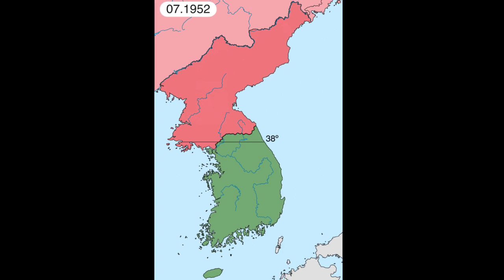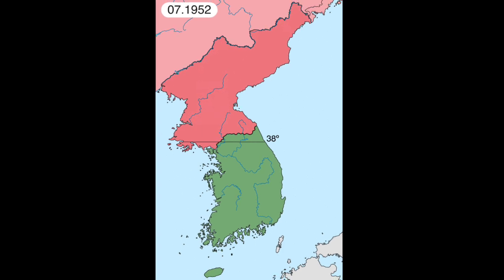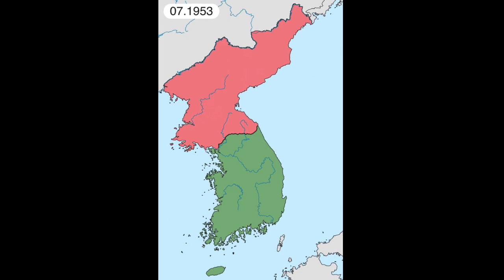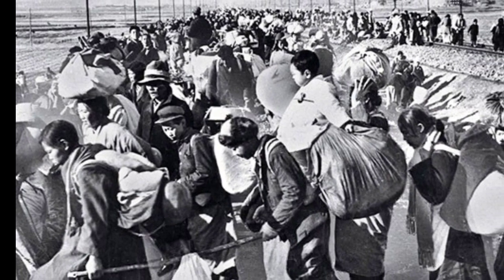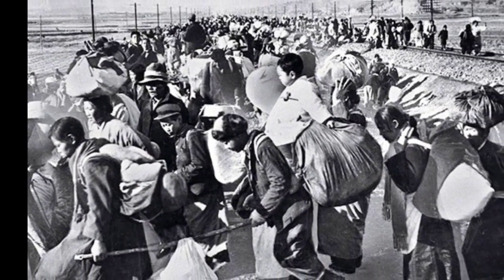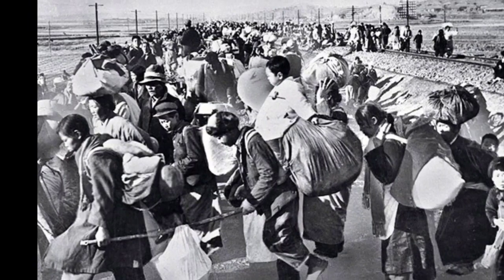Causes: division of Korea. After World War II, Korea was divided along the 38th parallel, with the Soviet Union occupying the northern part and the United States occupying the southern part. The division created political and ideological tensions between the two regions.